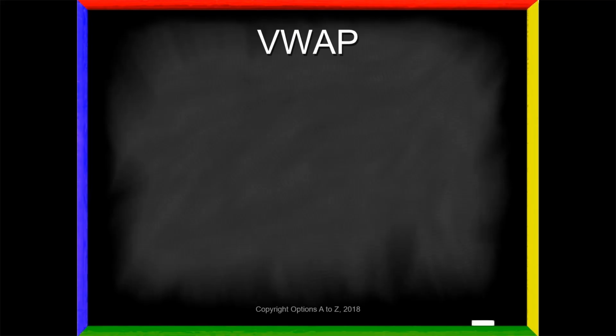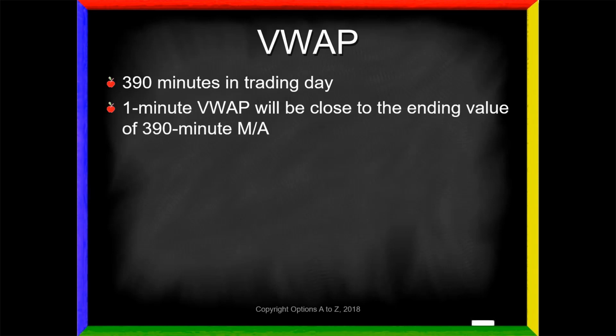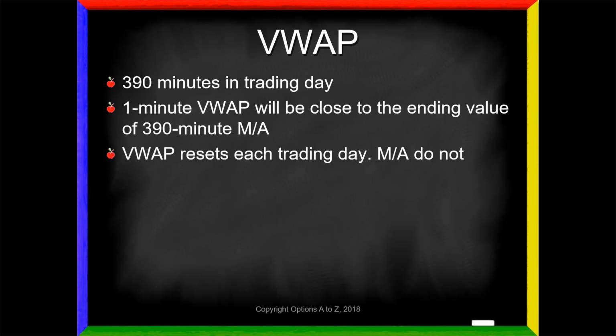So a couple of points to remember about VWAP. There's 6.5 hours in a trading day, which is 390 minutes each trading day. And so your 1-minute VWAP will be close to the ending value of a 390-minute moving average. They'll be very, very close because both of them are using the last 390 minutes worth of data. However, remember that VWAP resets each trading day. Your moving averages do not.